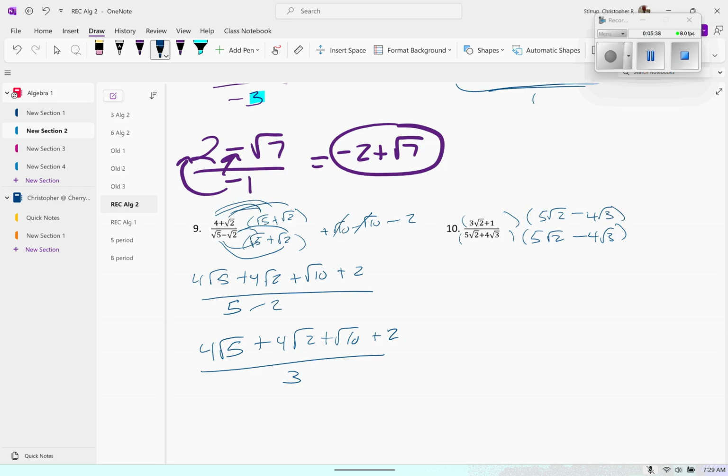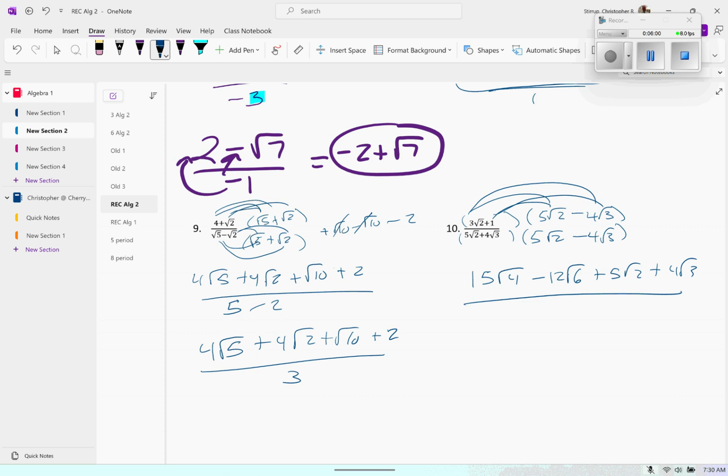Okay, so let's multiply the top out. So that's going to give me 15 root 4. Let's just keep it like that. The root 4 is going to break down in a moment. That's going to give me negative 12 root 6. And then I'm going to distribute here. That's going to give me 5 root 2. And then that's going to give me 4 root 3 on top.